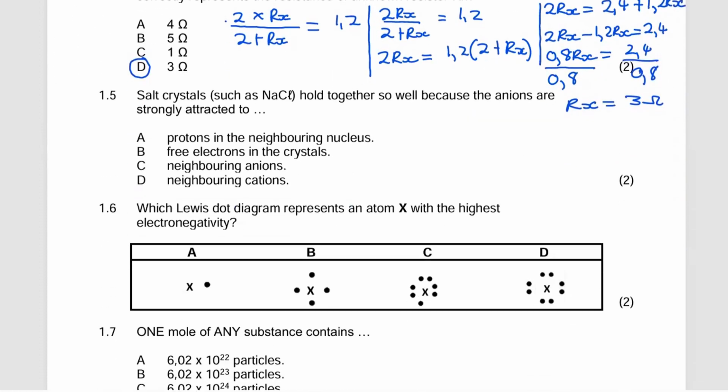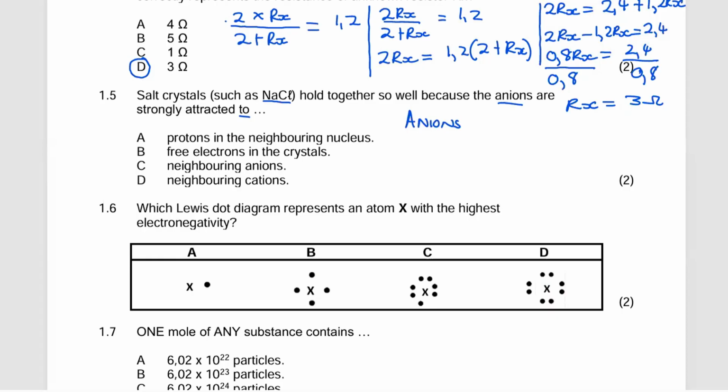It reads: salt crystals such as sodium chloride hold together so well because the anions are strongly attracted to. Okay, so in this case we're going to start with the anions, right? So here we're having our anions.